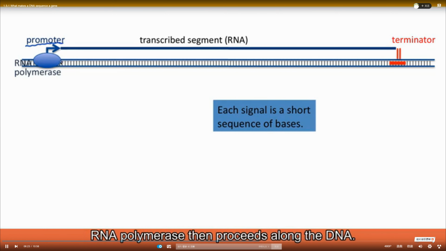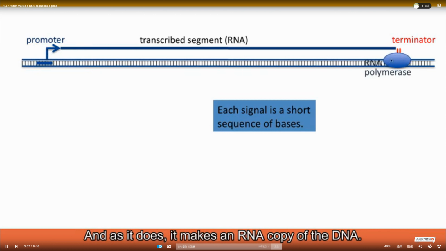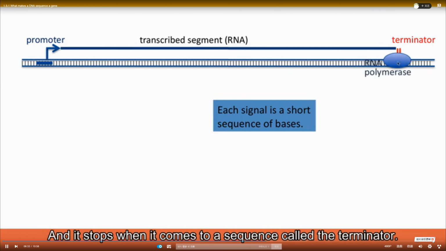RNA polymerase then proceeds along the DNA, and as it does, it makes an RNA copy of the DNA. I'm sorry, I can't do a better drawing of this. And it stops when it comes to a sequence called the terminator.